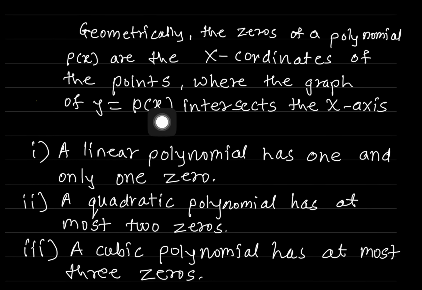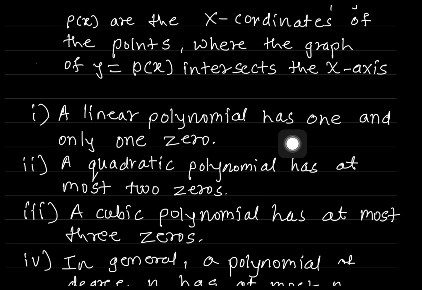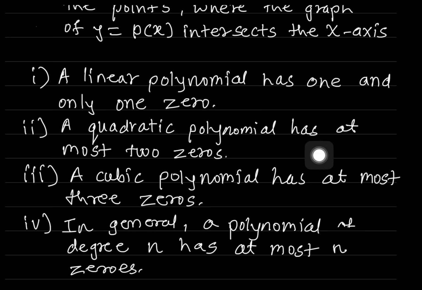If y equal to p of x, what does it mean? The polynomial intersects the x-axis. Now, a linear polynomial has one and only one zero, and a quadratic polynomial has at most two zeros, meaning two values you will get.